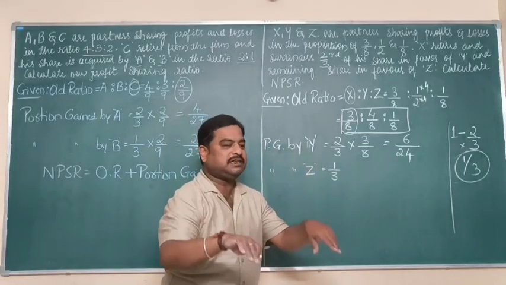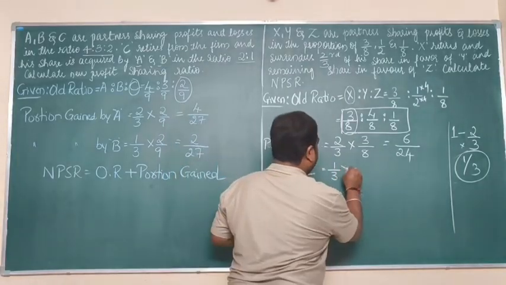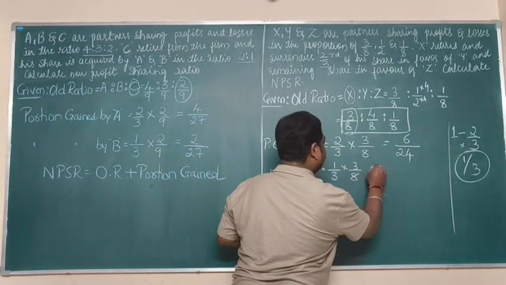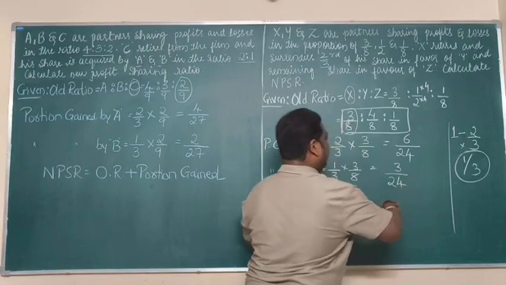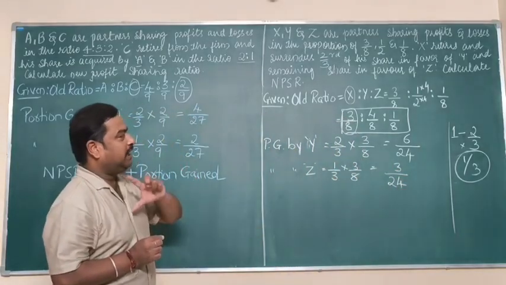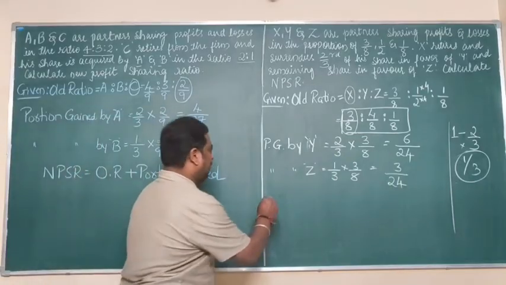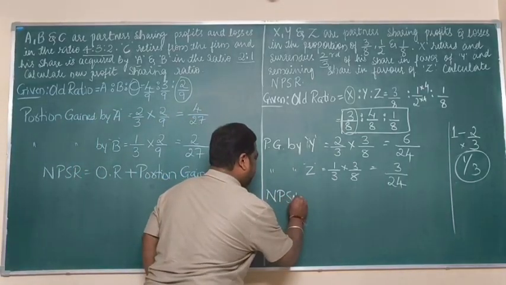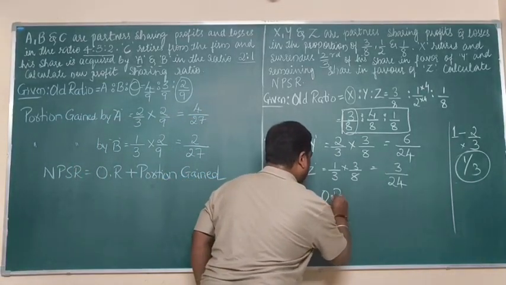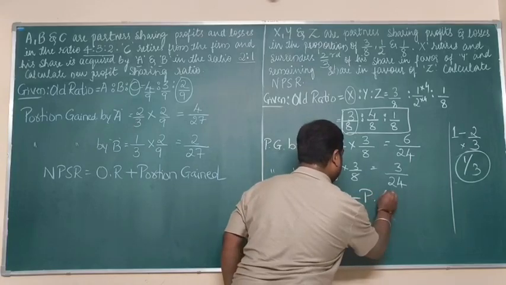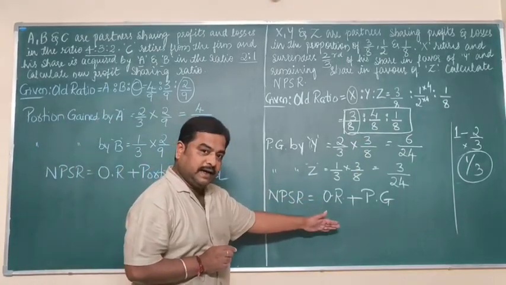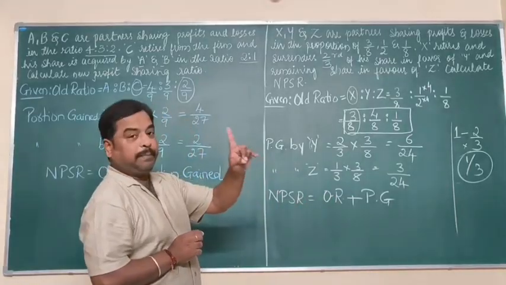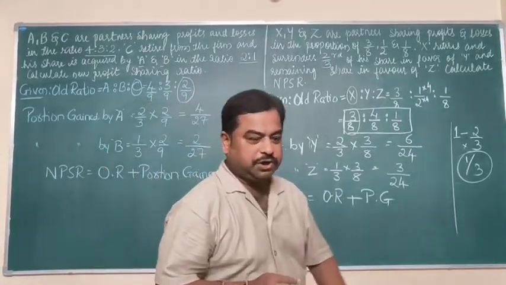If 2/3 is given, what remains is 1/3 of whose share? 3/8. So 1 3s are 3, 3 8s are 24. So slight change in the words there. Formula as it is, NPSR is equal to old ratio plus portion gain. Now before we apply the figures here, once again please, this is a very important question students.